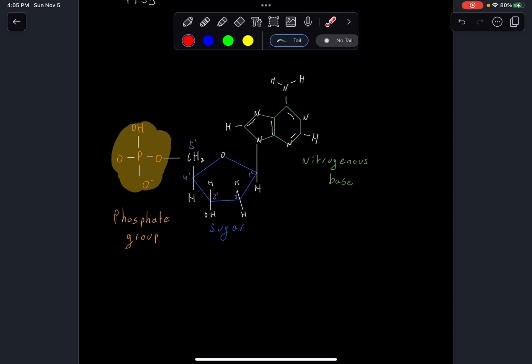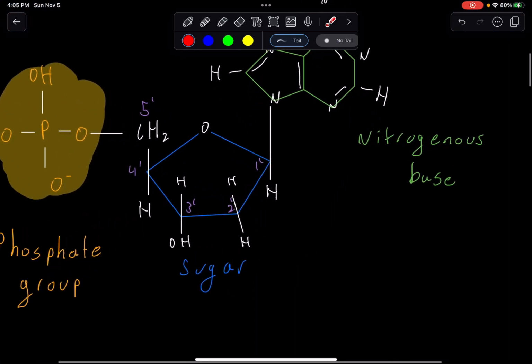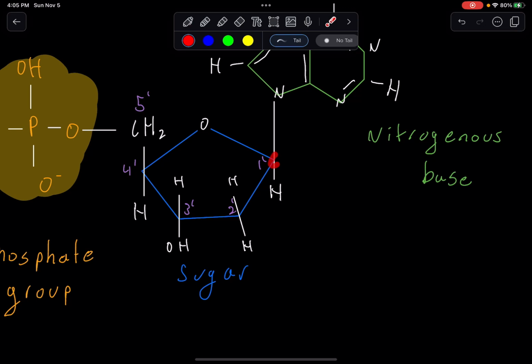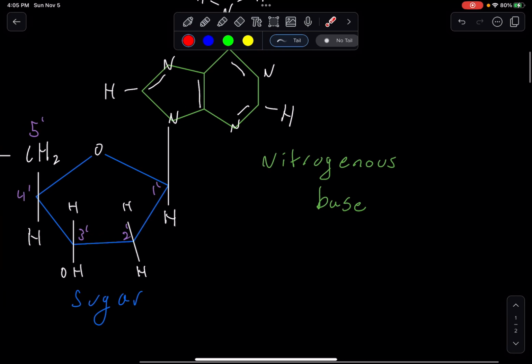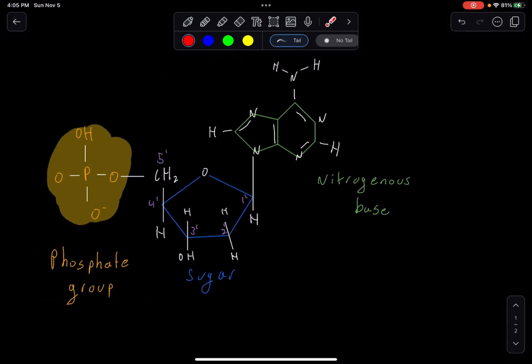Now, the 5-carbon sugar, what you need to know are that there are carbons where the primes are, the numbers like 1 prime, 2 prime, 3 prime, 4 prime, 5 prime. And they are important to the structure of DNA. And the nitrogenous base consists of A, T, G, and C. Also U, but that is only important for RNA.